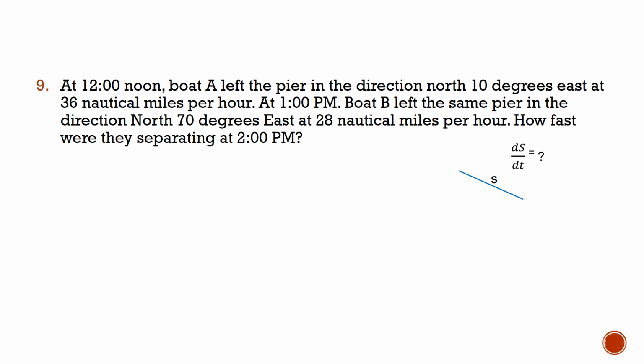So for number 9, we have at 12 noon, boat A left the pier in the direction north 10 degrees east at 36 nautical miles per hour. So we have another time here at 1 p.m. Another boat, say boat B, left the same pier in the direction north 70 degrees east at 28 nautical miles per hour. So the question is, how fast were they separating at 2 p.m.?